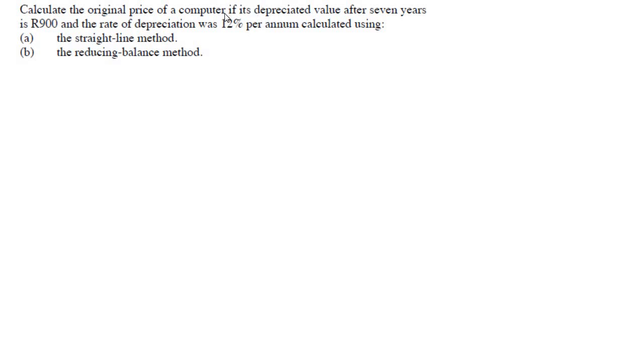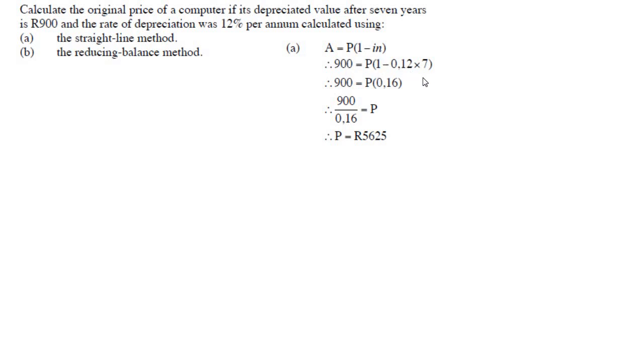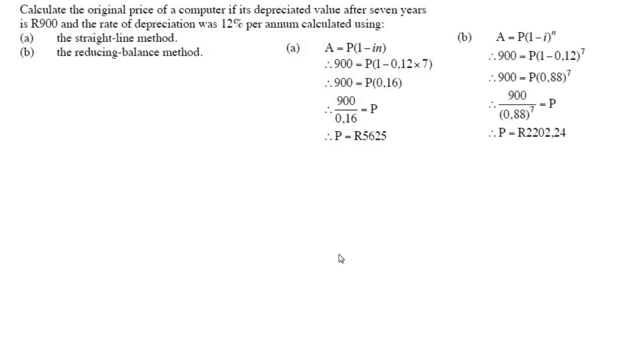The original price of a computer is depreciated after 7 years. It turns into 900 Rand, and the rate of depreciation was 12%. Well, it turned into 900 Rand, so you put 900 as A. We're trying to find P. All you do is go i is 0.12 times 7 years. Then divide 900 by this on your calculator, and it gives you 5,625 Rand.